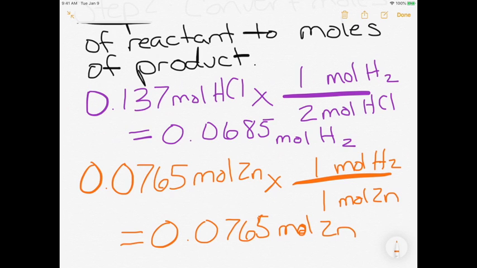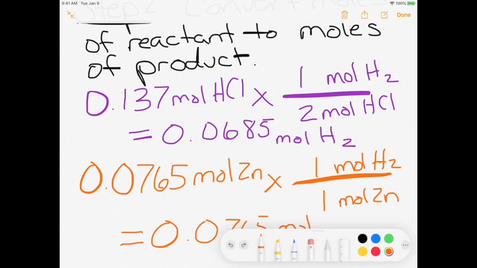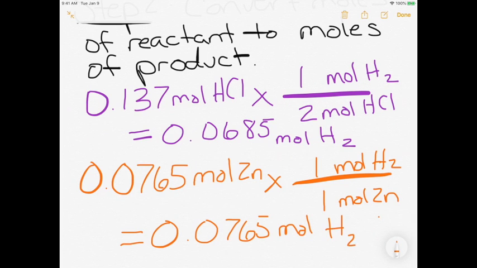Yes, Daisy? Nope, you are correct. That should be H2, not zinc. Thank you. Because our mole of zinc canceled. So you are correct. It's mole of H2.